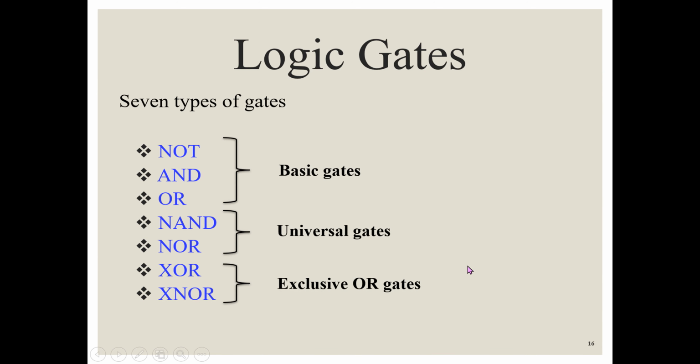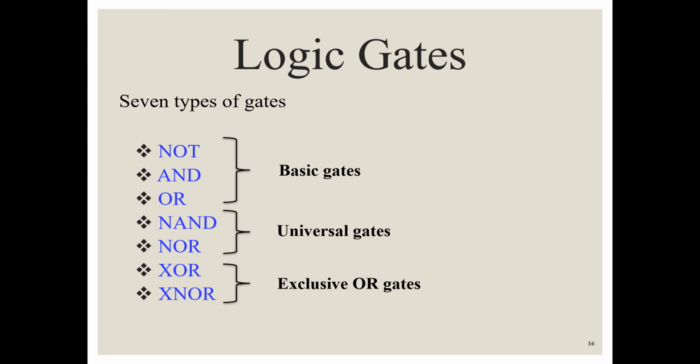So coming to the logic circuits. Basically, there are 7 different types of logic circuits, and these 7 different types are again divided into 3 different parts. The first one is called basic gates, the second is universal gates, and the third is exclusive OR gates.